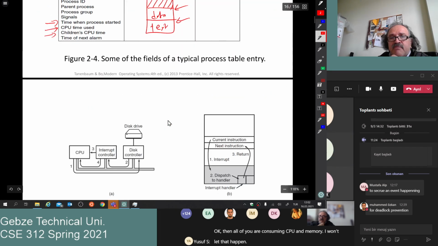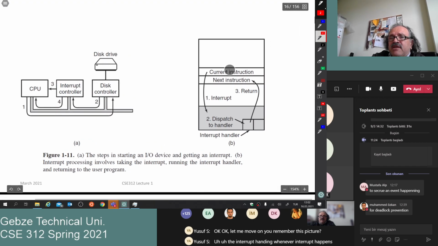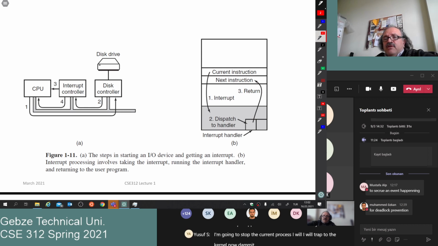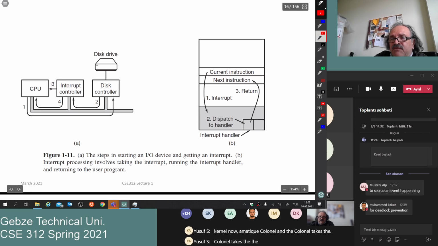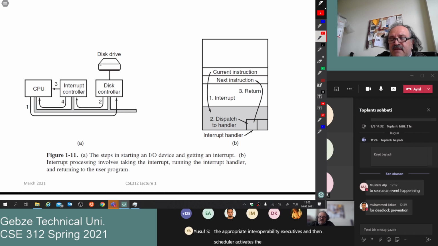Okay, let me move on. You remember this picture, the interrupt handling. Whenever an interrupt happens, the hardware says, okay, I'm going to stop the current process. I will trap to the kernel. Now I am at the kernel, and the kernel takes the interrupt number and finds the appropriate interrupt handler. It executes it, and then the scheduler activates the next process to use the CPU. Okay, this is what I have shown you before.